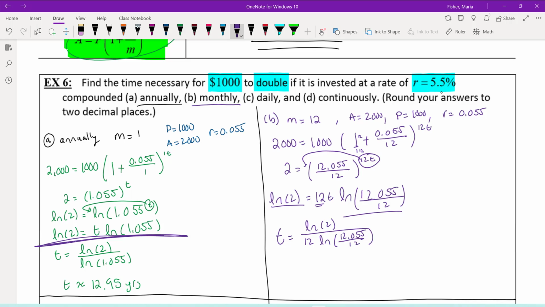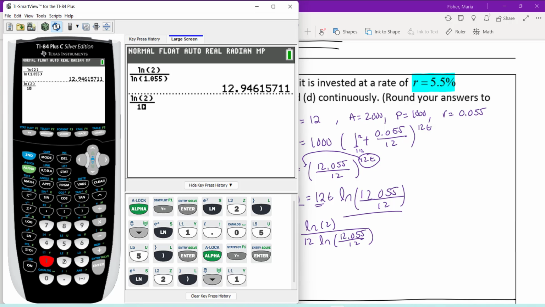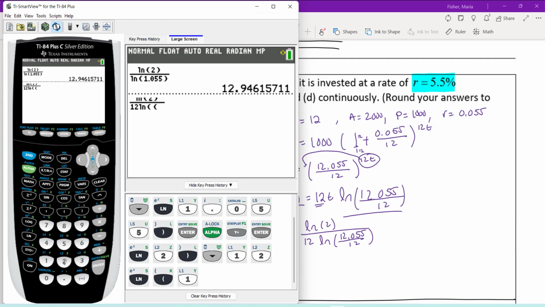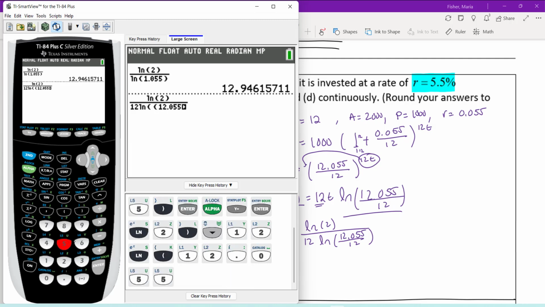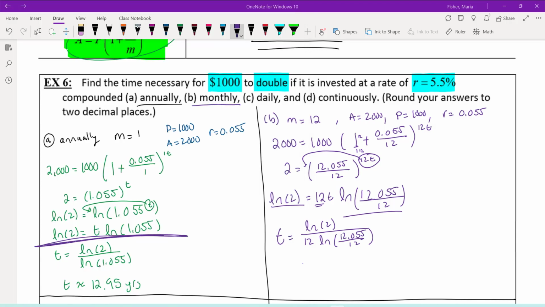So grabbing the calculator, again, alpha y equals for a numerator and denominator. We're going to have the natural log of 2 divided by 12 times the natural log of 12.055 divided by 12. And to 2 decimal places, that's 12.63 years.